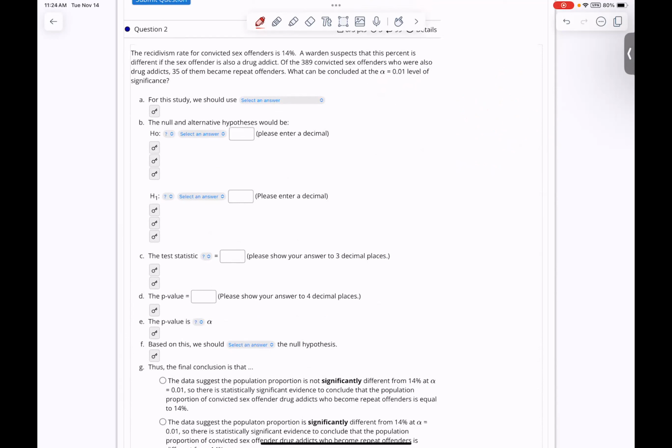So this is some kind of proportion because they're giving us the number of successes, whether you think that repeat offenders are successes or not, but they're giving us the number of successes out of the number of trials, 389. What can be concluded at alpha equals 0.01 level of significance? So we are going to do a test of a population proportion. So it's going to be a z-test of a population proportion.